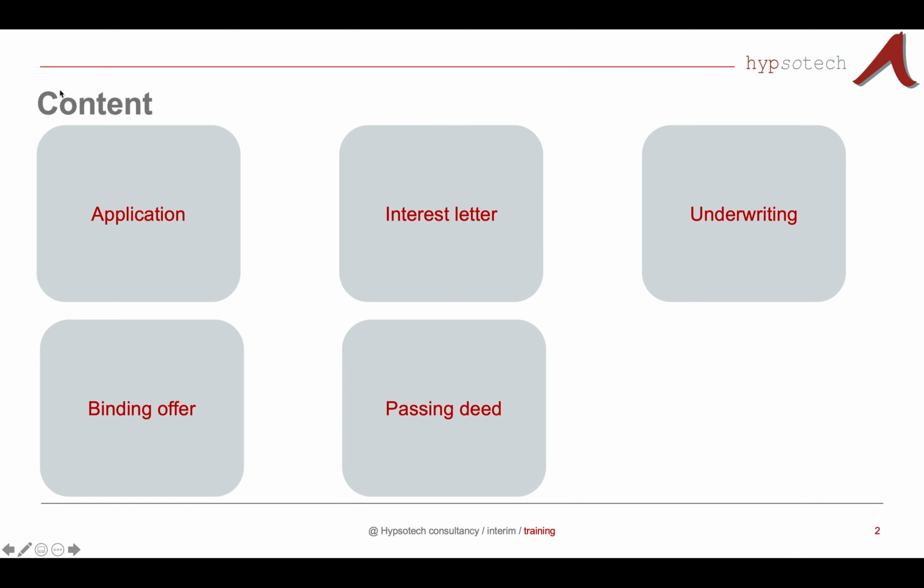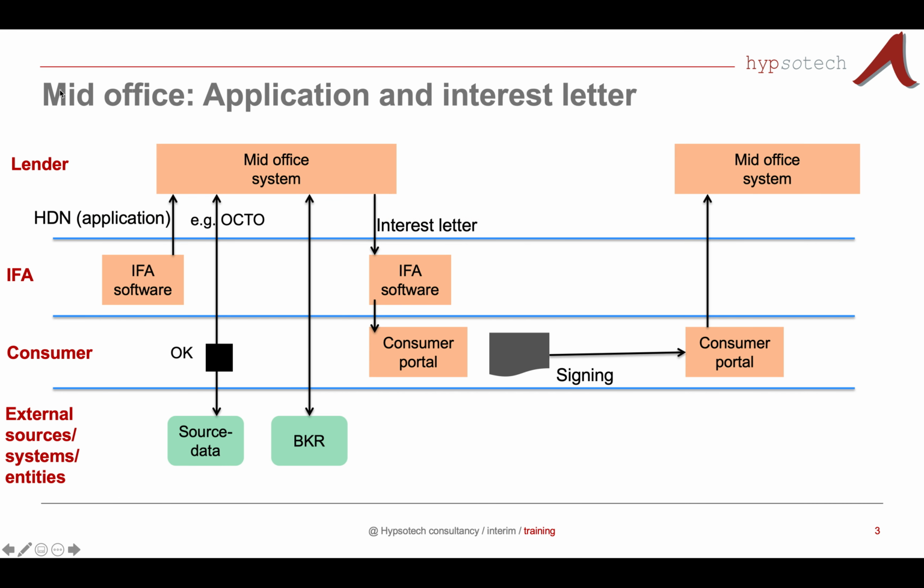We have a few overview slides, and I will explain step by step what will happen in the process. And here you see the first step. It's about the application and producing the interest letter. And on the left hand side you see the actors who is doing what. The lender, the IFA, that's the independent financial advisor, the consumer, and external sources, systems, or entities.